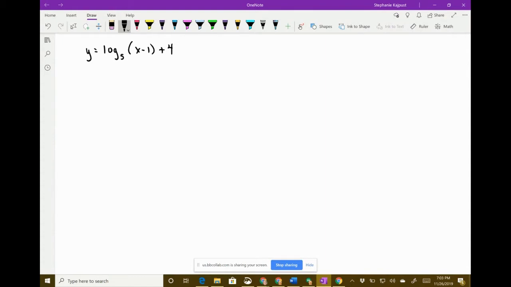So the x-intercept is where y is equal to 0. So I'm going to just replace y with 0. And now we want to solve for x. In order to do that, we need to first put the log by itself. So I'm going to subtract 4 from both sides.